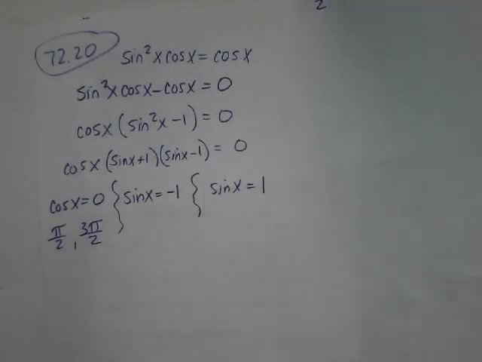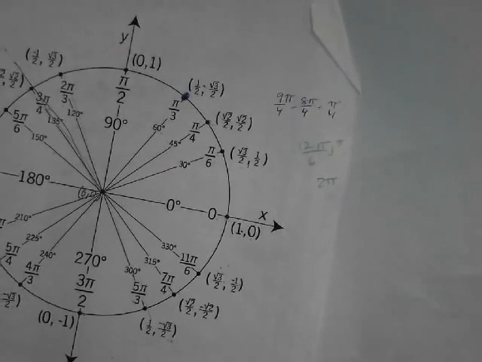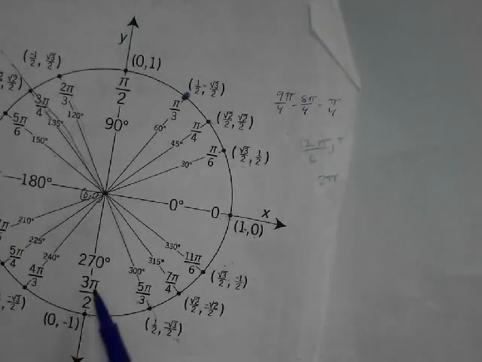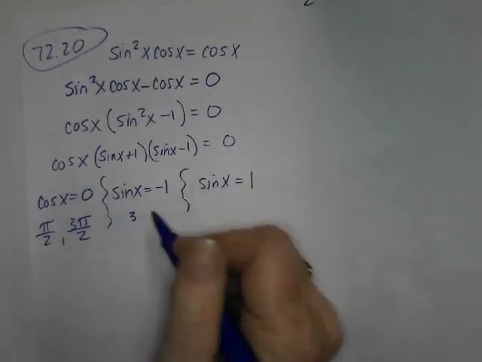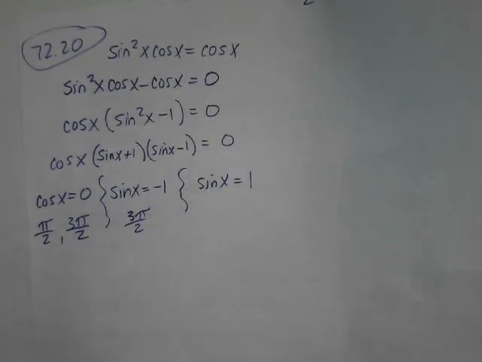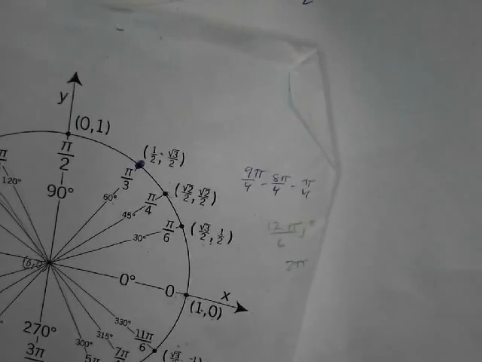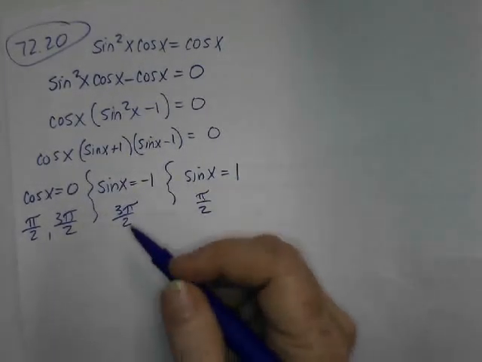And then where is sine x negative 1? Well, that's the only place, just 3 pi over 2. Oh, we already got that. And then where's sine x positive 1? I guess that's only going to happen at pi over 2. So I guess we just got 2 answers.